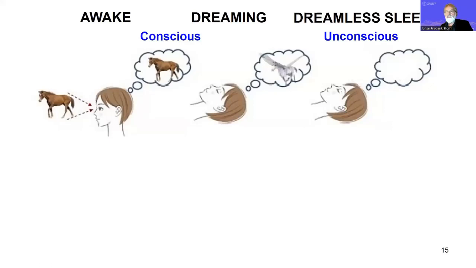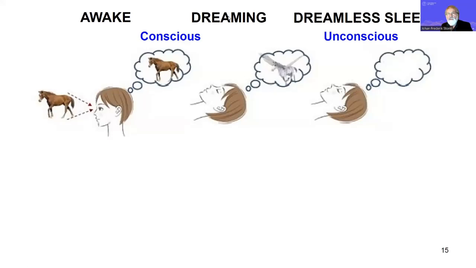Now, get back to the main topic, I will now talk about these different brain states that correspond to the conscious awake state and dreaming state, which are also conscious in their own way, and the dreamless sleep.